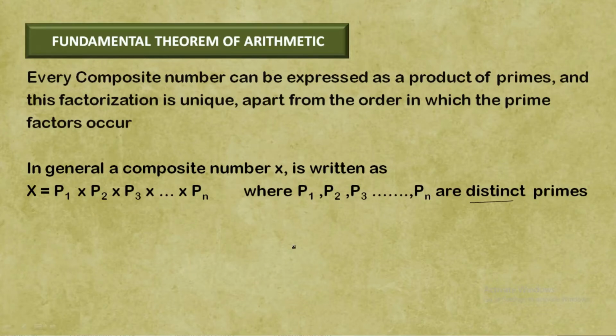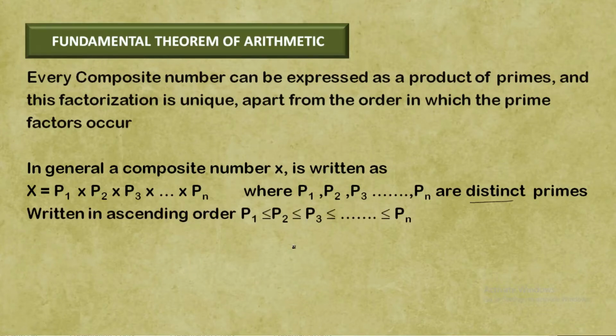So in order to remove the differences in writing order, what we have done here is we will follow ascending order while writing the primes of a composite number. So here we have written like this: p1 is less than or equal to p2, is less than or equal to p3, and so on, up to pn.